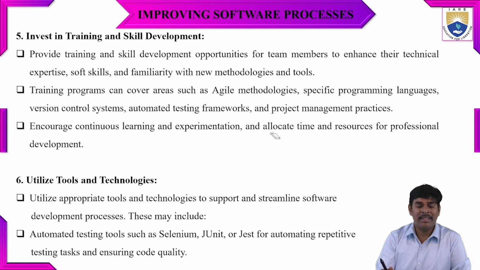Okay. So the next one is utilizing tools and technologies. The team members have to utilize appropriate tools and technologies to support and streamline the software development process, such as automated testing tools. So nowadays we have automated testing tools, with less human intervention in the code, such as Selenium, JUnit, and JTest, for automatic repetitive testing tasks and ensuring code quality.